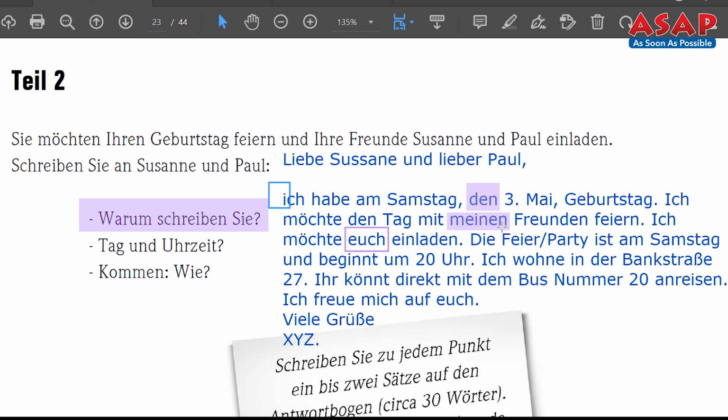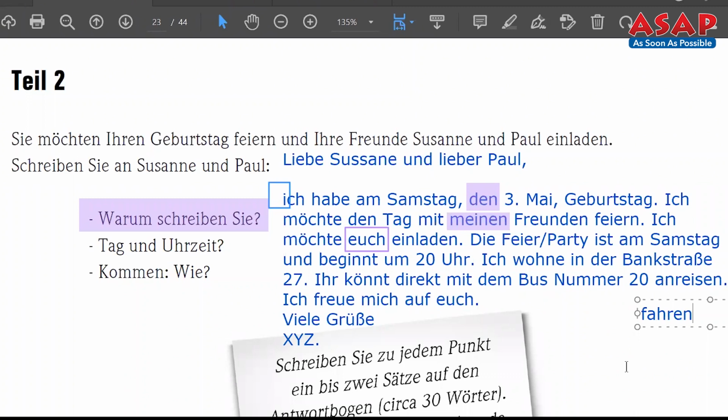Ich wohne in der Bankstraße. Now, as I told you, I'm considering the last point, how to come. I'm informing my friends. Ich wohne in der Bankstraße 27. That is my address. So I'm telling them how they can come. Ihr könnt direkt mit dem Bus Nummer 20 anreisen or fahren. You can travel directly with bus number 20. So you can use the word anreisen or fahren. Fahren should be more correct.